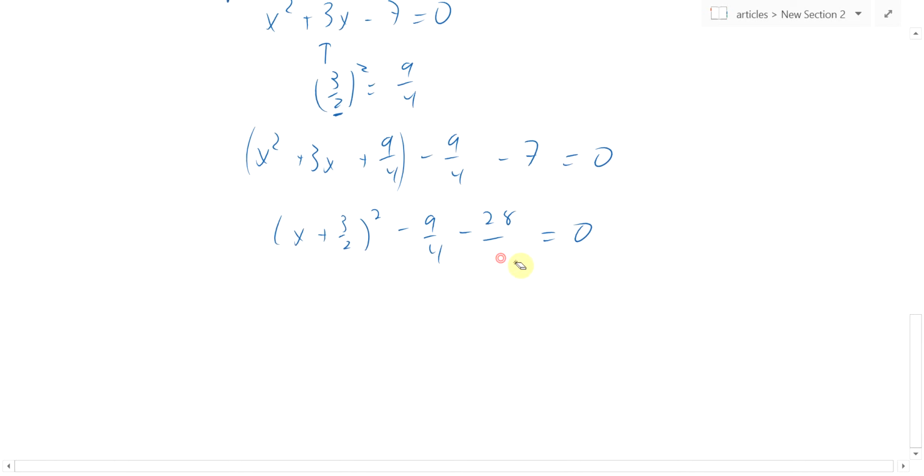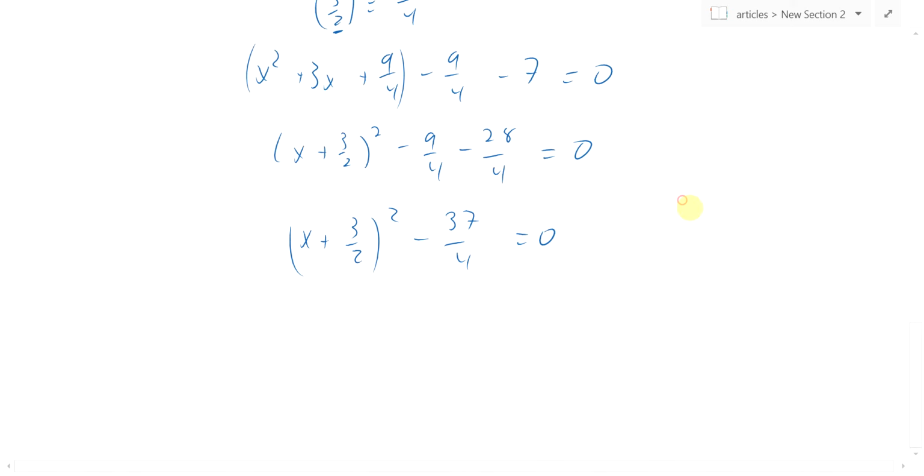Not 28 over 7, 28 over 4. That's what minus 7 is. Great, so what do we have? x plus 3 halves, quantity squared, minus, well, 9 plus 28 is 37 over 4, equals 0. And this is easy to solve.